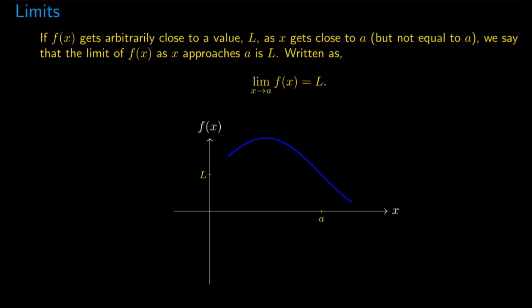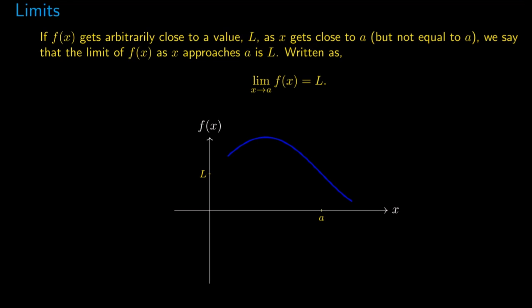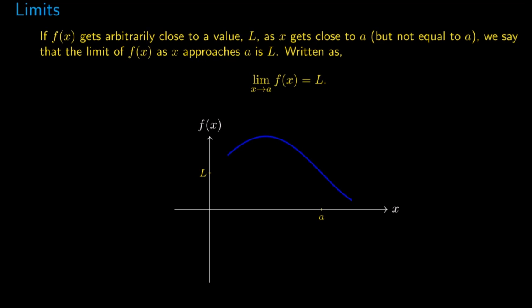So if we have a function f of x, if f of x gets arbitrarily close to a value L as x gets close to a, but not equal to a, we say that the limit of f of x as x approaches a is L, written like so. The lim for limit, underneath it, x approaching a, is written x arrow to a of f of x equals the value L. So to get a better feel for this idea, we'll consider this graph.